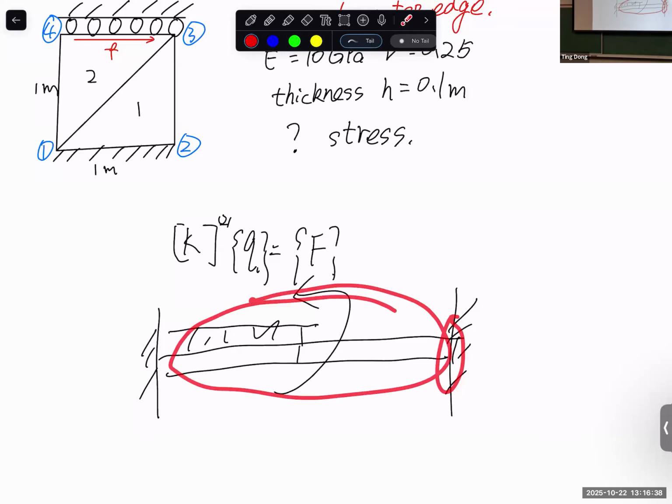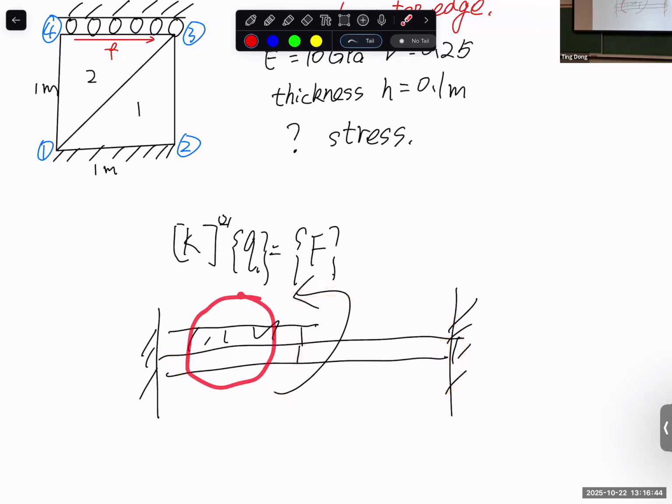This entire part is one beam. We just separate it into two elements. And it's definitely different from thinking, okay, I only consider this part and put in KQ equal to F. KQ equal to F is for the whole system. It's not for a single element, when you solve for unknown degrees of freedom.